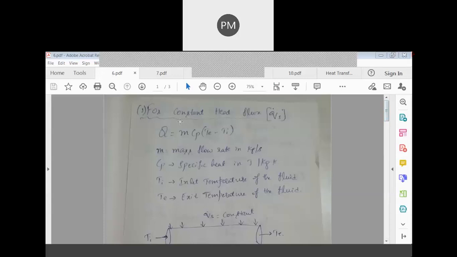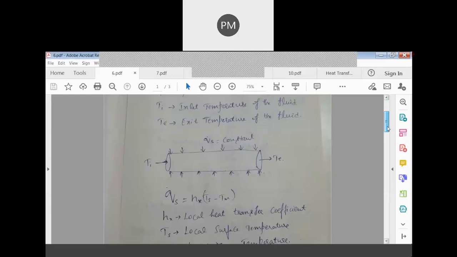Okay, first one for constant surface heat flux. Q_s, S stands for surface. Constant small q, I told you, represents the heat flux, which is nothing but heat transfer by area. So, if you know the inlet temperature and exit temperature of the fluid, then you can calculate heat transfer using this equation, where Q is equal to m Cp (Te minus Ti). Here Q is the heat transfer, m is the mass flow rate, Cp stands for specific heat, and Ti and Te are the temperatures of the fluid at the inlet and exit, right?